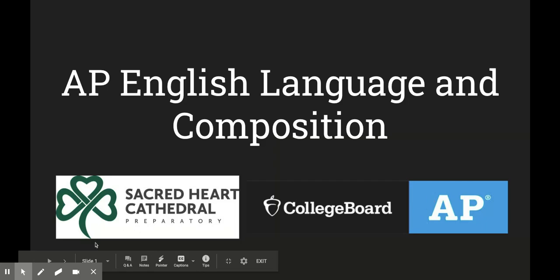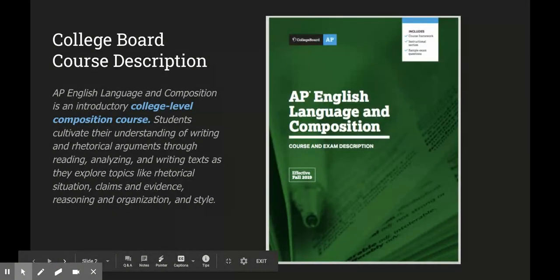AP English Language and Composition is one of two AP English classes students can take in high school. One, of course, is AP Lit, which is the study of literature. This is, as you can see, an introductory college level composition course.